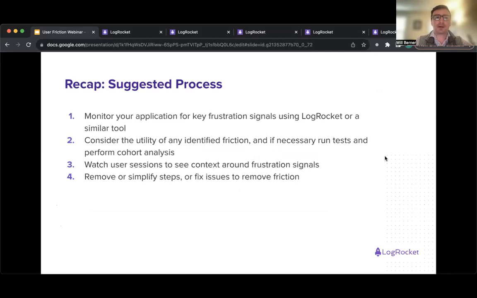So to quickly recap, what I would suggest here is you need some kind of a monitoring solution to identify these key frustration signals. When you identify them, you should consider, is there any utility here? Is this friction point acting as a guardrail? Is it balancing something else? Or is it just purely unnecessary? You can then watch some sessions to get more context around those frustration signals, or rely on the machine learning model to tell you which issues are severe, and then remove or simplify steps or balance the different forms of friction as necessary.